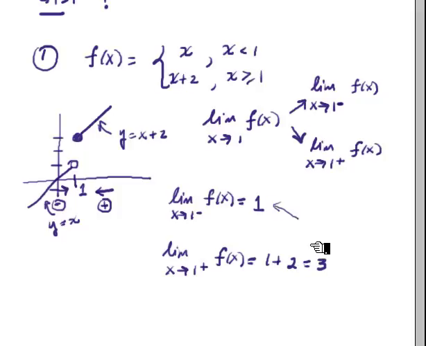And since these are not the same, we'll just indicate it like that, they're not equal. Okay, so that implies the limit as x goes to 1 of f of x does not exist.